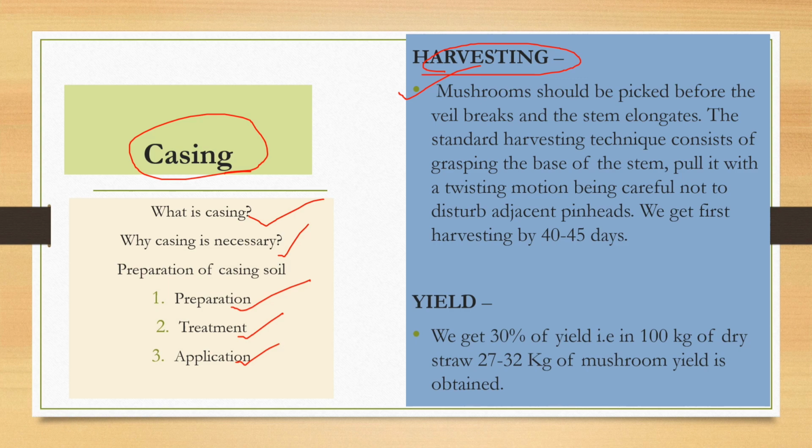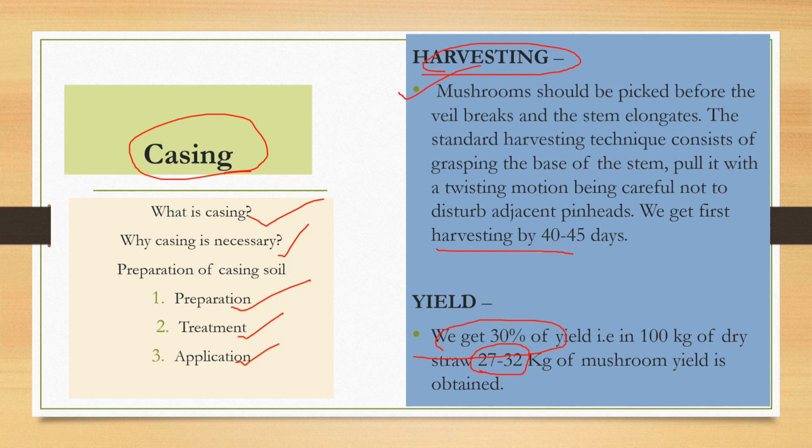Now coming to the yield, we can harvest button mushroom for about 3 to 4 months, depending upon the quality of the spawn, compost, casing material or casing mixture, and the prevailing environmental conditions in the mushroom house. We get about 30% yield, that is, in 100 kg of compost we get 27 to 32 kg of mushroom.